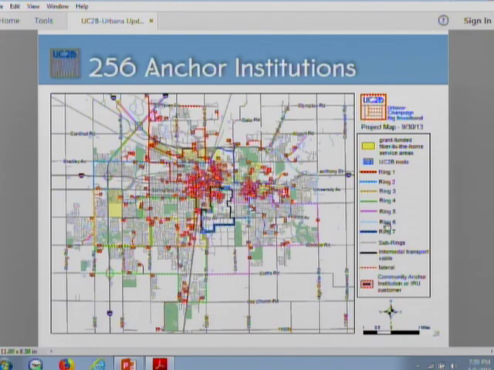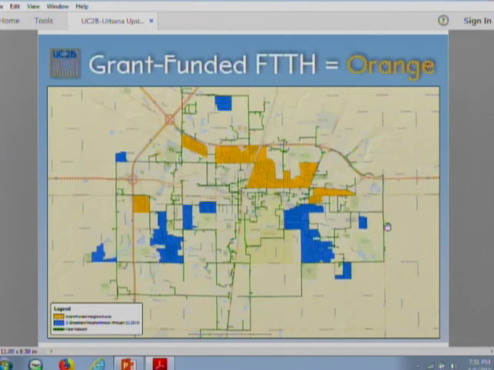So UCTV tried to do some things in order to leverage what we did have money for, and one of those ways was doing all the anchor institutions. Because if we got all those places connected, that opened the door for connecting more things, and that happened. Doing the fiber to the home, we were only one of 2 projects in the entire country that tried to do fiber to the home. We were pretty unique in that. It was a big challenge.